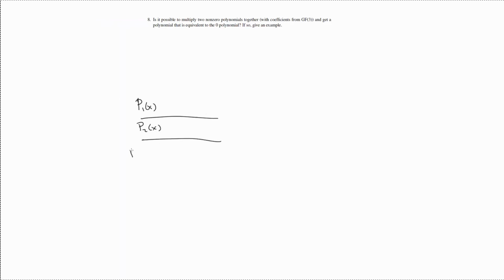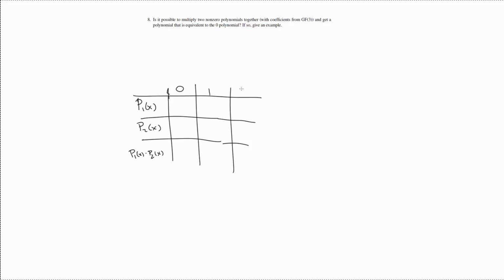Let's see if it's possible to multiply two non-zero polynomials, call them p1 of x and p2 of x, to get a third polynomial, p1 of x times p2 of x, that is 0. So we evaluate these three polynomials at x equals 0, x equals 1, and x equals 2. If the product of p1 and p2 is identically 0, then that means p1 or p2 has to be 0 at each of these x values.